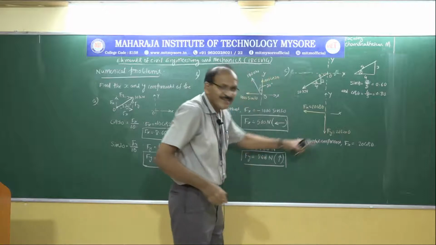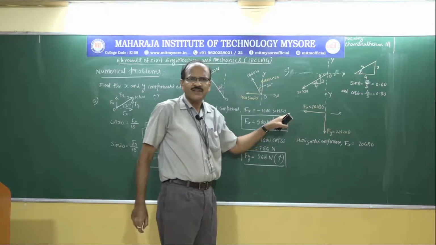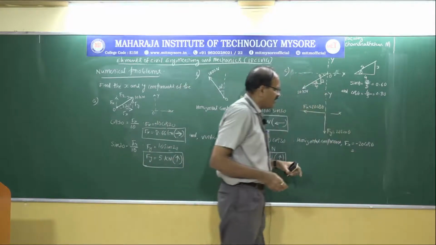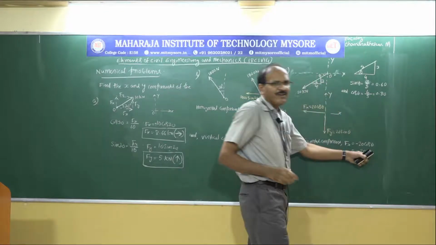Okay, and what is that? What is the sign for this component? It is acting to the left. It is minus, according to our sign convention. That is minus 20. What is the cos theta value?